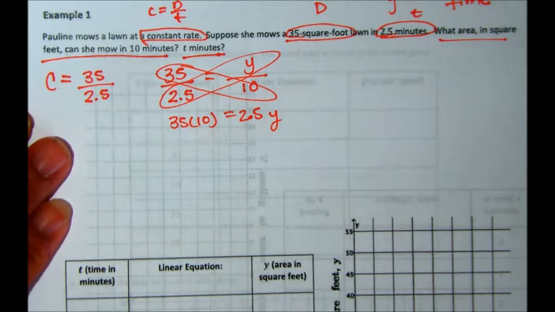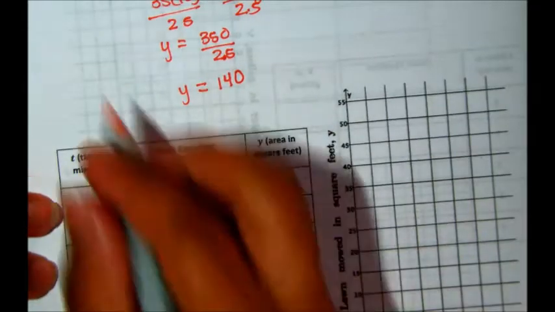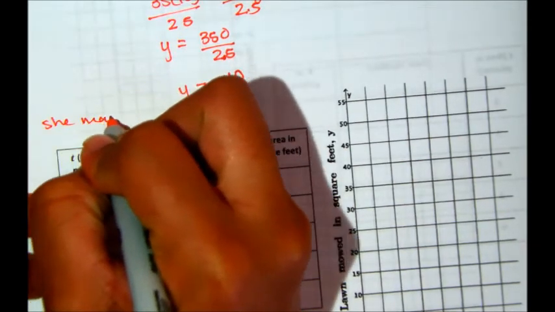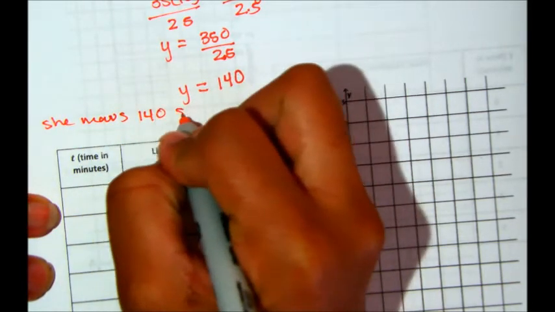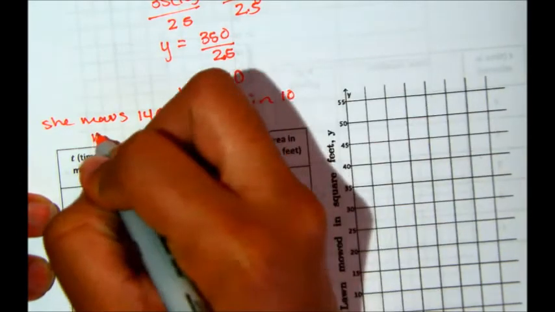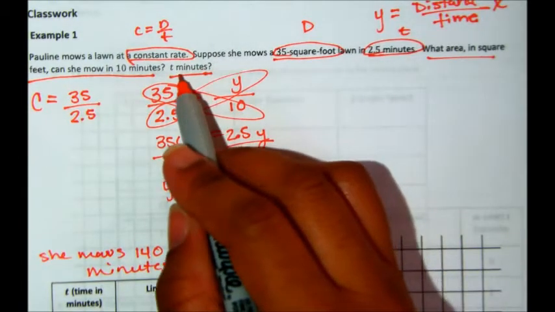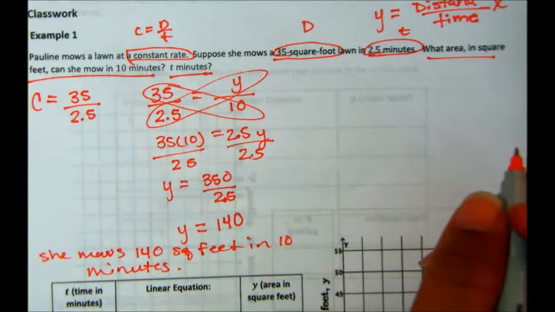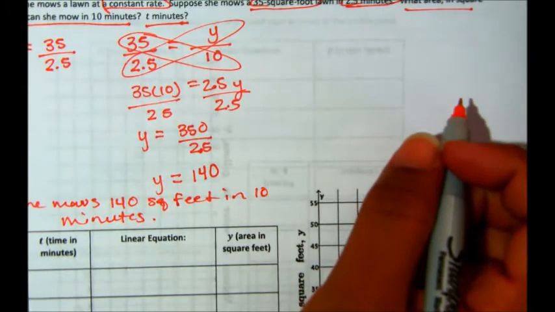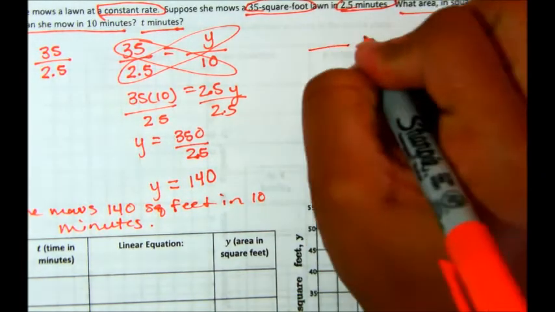What do I need to do to both sides of my equation? What does y represent in the context of this problem? Yeah, this tells me that she mows 140 square feet in 10 minutes. So I've answered the first part of the question. But the second part of the question asks me, how many square feet can she mow in t amount of minutes? When I want to know any distance at any time, I want to create another proportion.